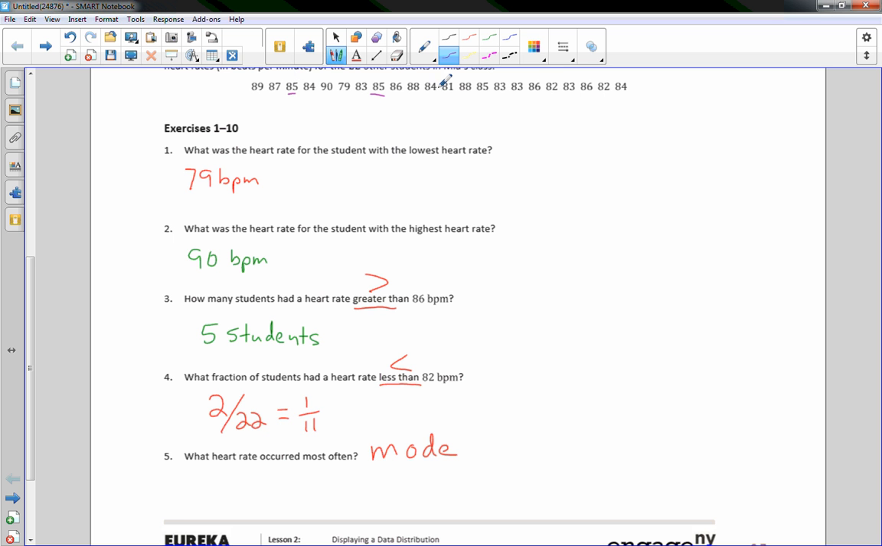86, 88, 88. Here's an 88. Here's another 85. I'll circle 83s. And I'm leading up to something here. There's a reason why we're doing this, and this is really difficult the way I'm doing it, but there is a better way. Where's 85? No more 85s.